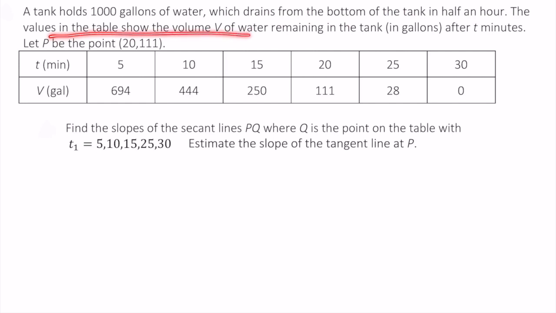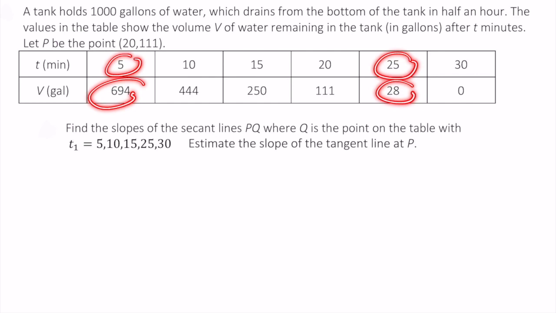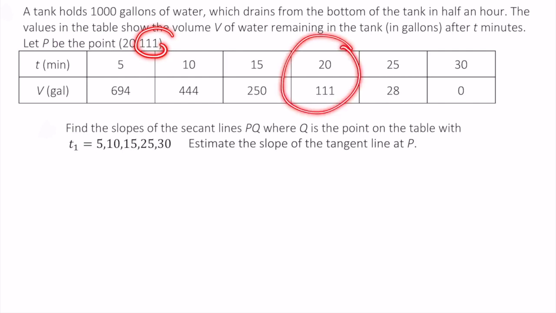The values in the table below show the volume of the water remaining in the tank in gallons after t minutes. So at 5 minutes, this is how many gallons were in the tank. 25 minutes is how many gallons were in the tank. And by 30 minutes, you can see the tank is empty. Let P be the point (20, 111). So that is at 20 minutes, there was 111 gallons left, and that's here in this table. So this is our point P.